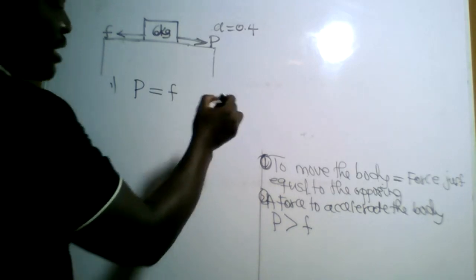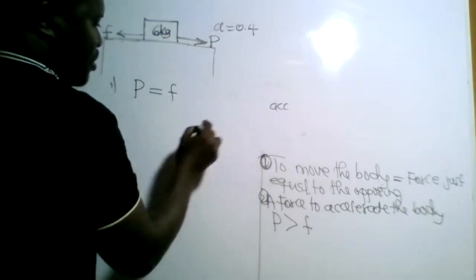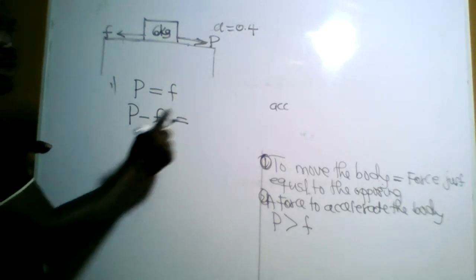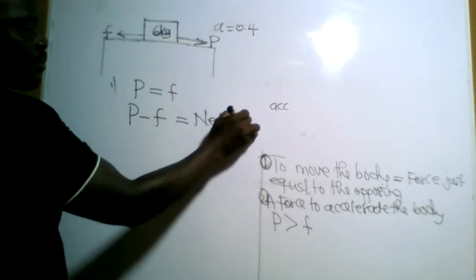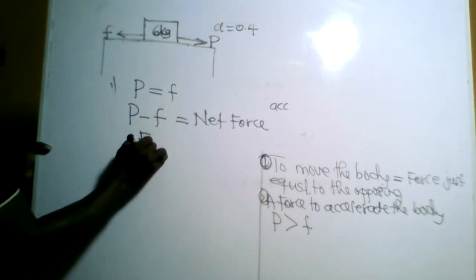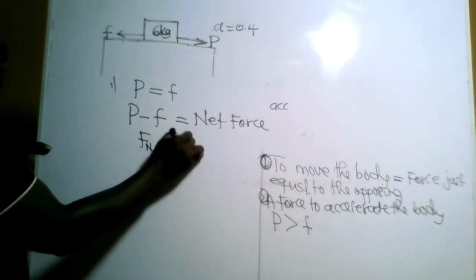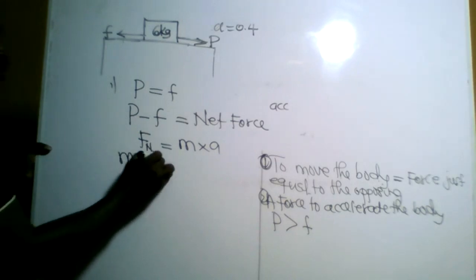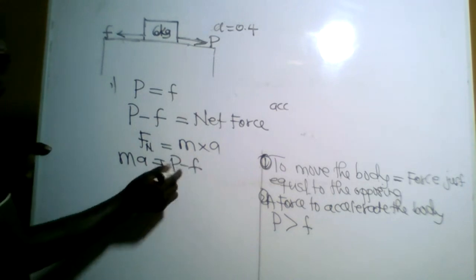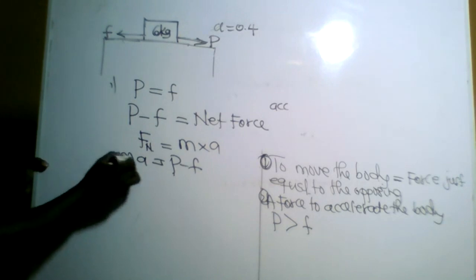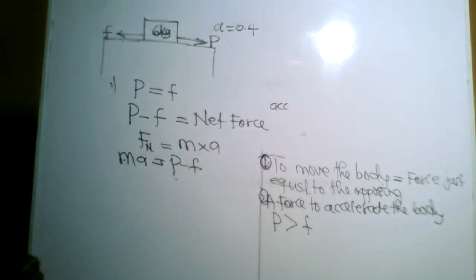In a situation like this, there must be acceleration. So P minus F is the net force, and the net force horizontally is always equal to M times A, mass times acceleration. If you are given the mass and the acceleration, you can find the applied force. So there is such a question. Is that okay?